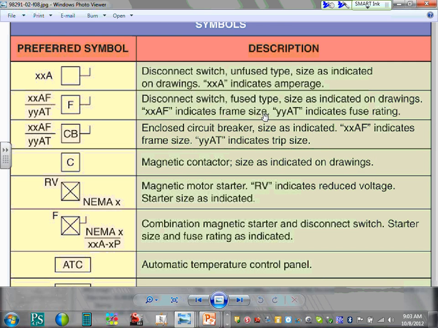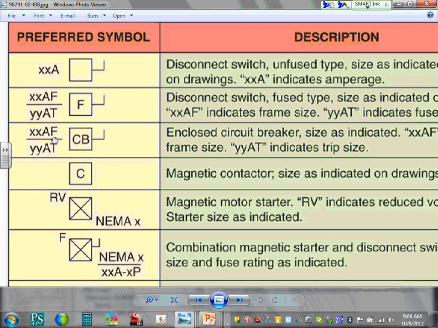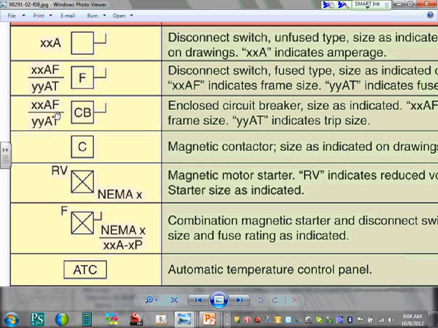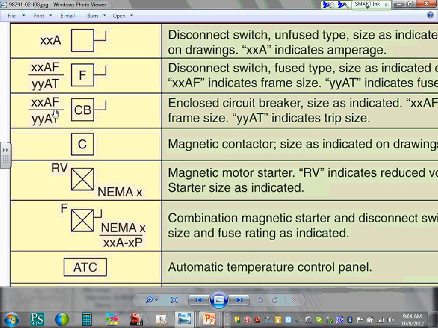The frame indicates frame size, and the fuse indicates fuse size. If you have it this way, for example, that will be 60 AF over 50 AT. So that will be a 60 amp disconnect with a 50 amp fuse. I've seen it done differently, but this is one way of doing it: frame size and AT, the fuse here, AF. And for circuit breakers, that will be the frame size and the trip size.